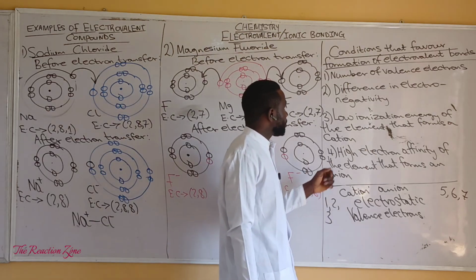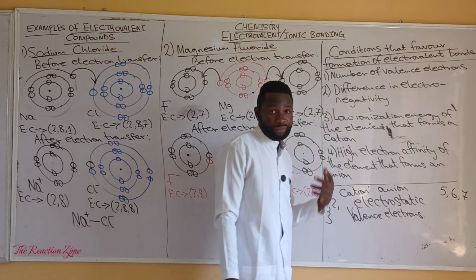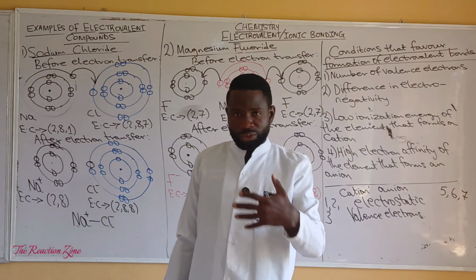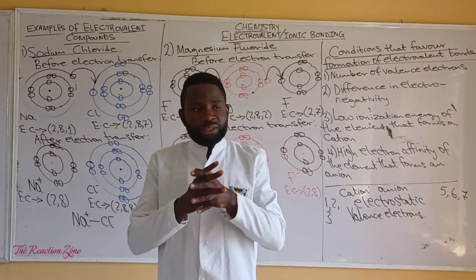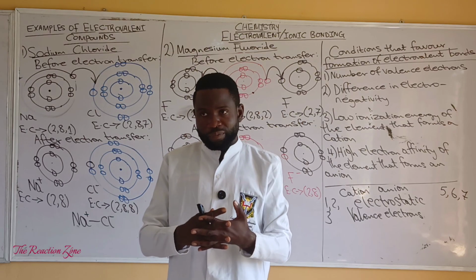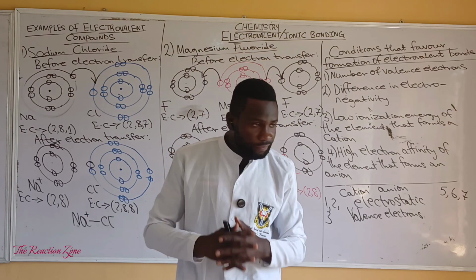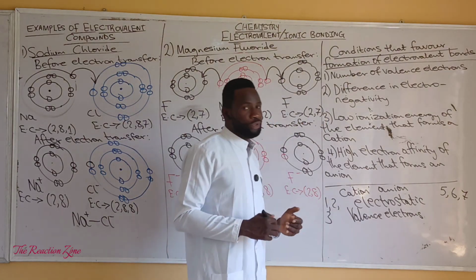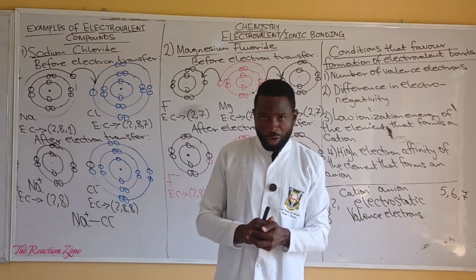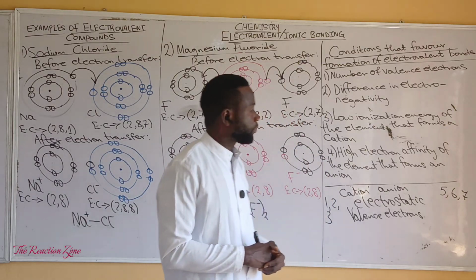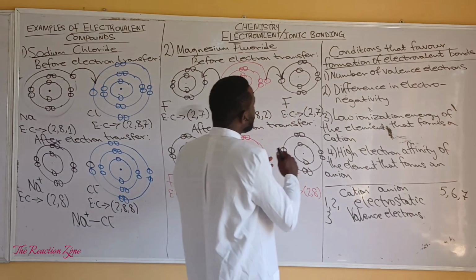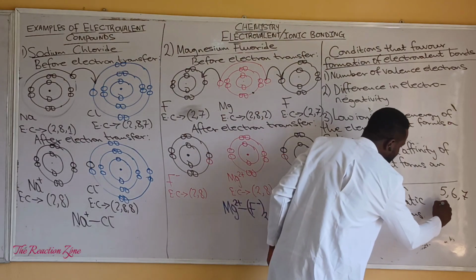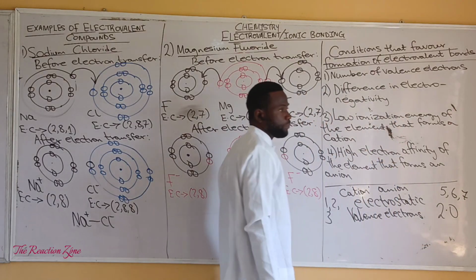The second one is the difference in electronegativity. Electronegativity is the ability of an atom to attract electrons to itself in the bonded state. For an electrovalent bond to be formed between atoms of two elements, the difference in electronegativity between the atoms must be at least 2.0.